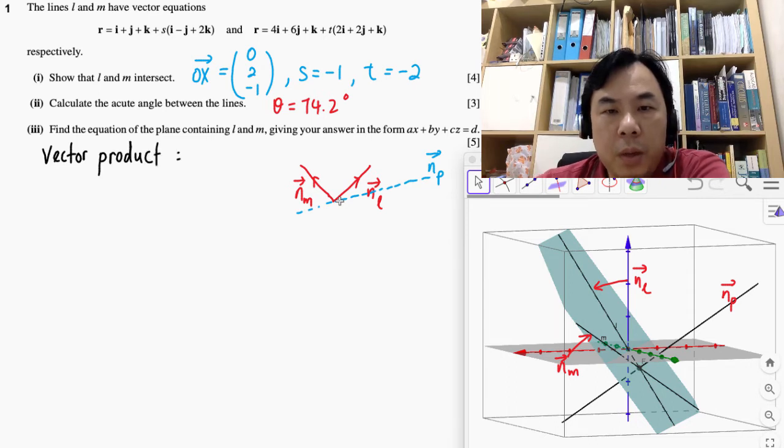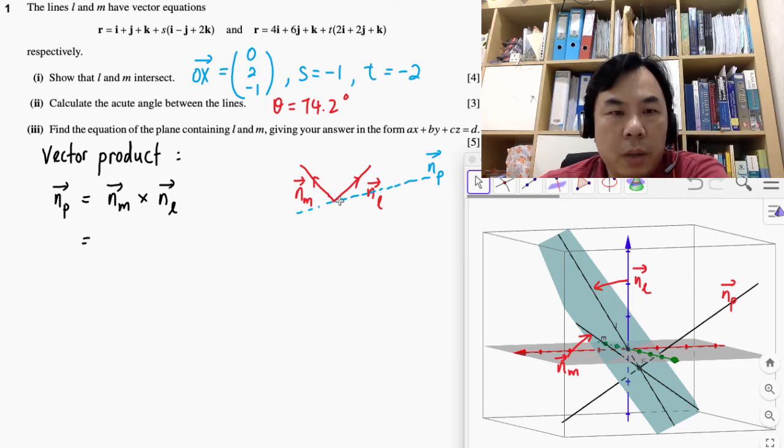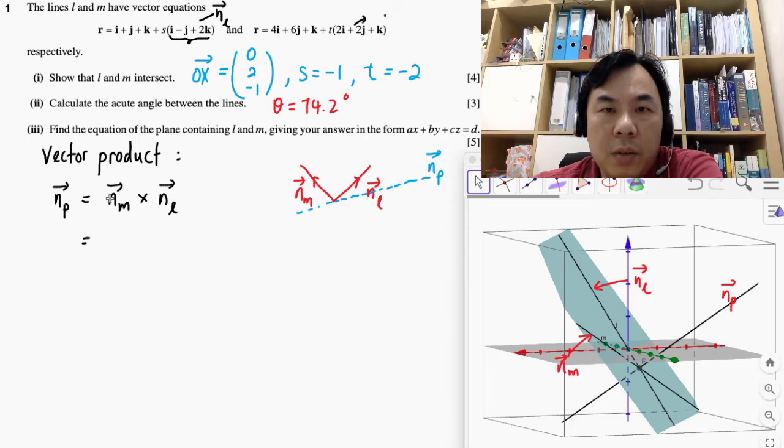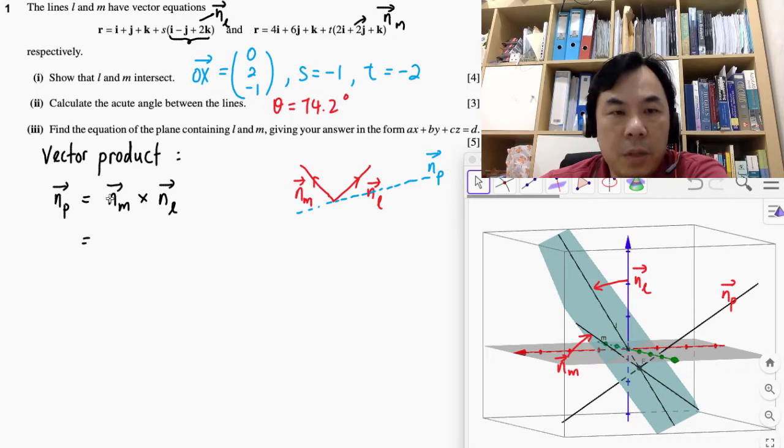So by using the vector product, we can obtain the normal vector to the plane. The vector product is sometimes known as the cross product. I'm going to copy down NM again. Just to recap, this part is the direction vector for line L, and this part is the direction vector for line M. So I'm going to take line M since I wrote it down in this order.